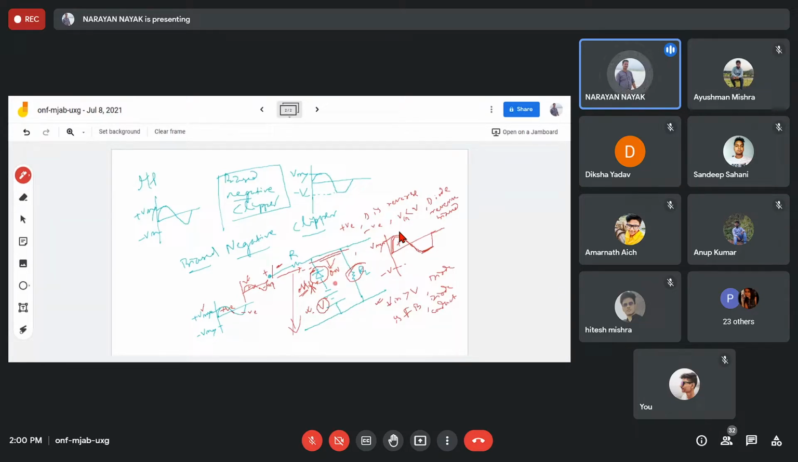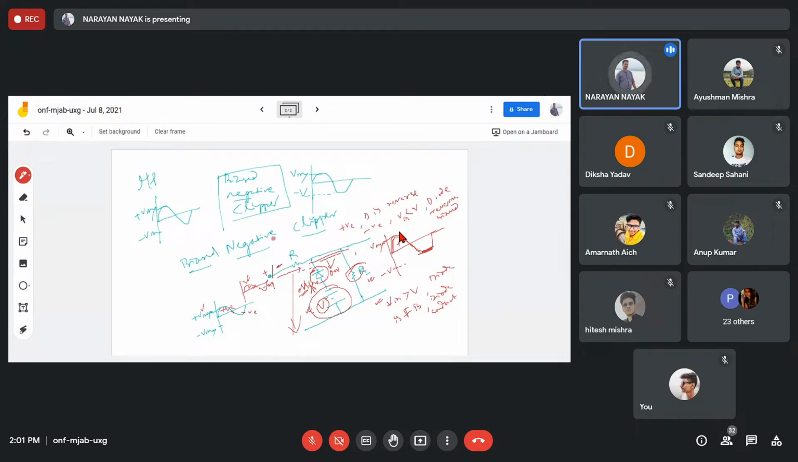Understood? So once the current flows, you know that this is a parallel circuit, and whatever amount of voltage is here, you will get the same amount of voltage on the output side. So the voltage is minus V because it's negative. The voltage remains, and then after it will go like this. So this is your bias negative clipper.